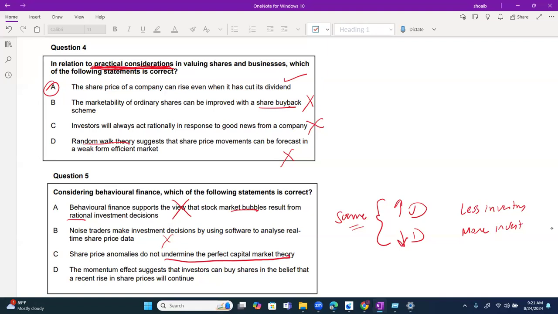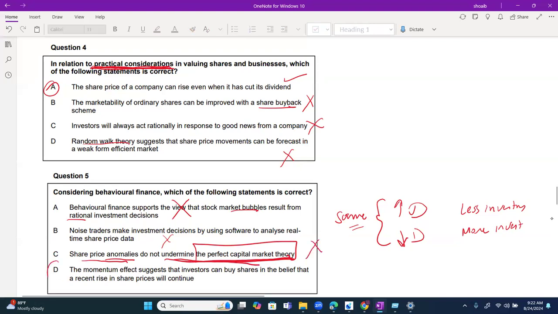Now your reaction should be, sir, seriously? This is happening? Sir, what is this? Now you will ask, sir, what is this? I will say anomaly. Anomaly is which is against the theory. Your next question would be, sir, does this really happen? Yes, it happened sometimes. So that's why I'm saying share price anomaly will undermine the perfect capital market theory. Perfect capital market theory says nothing like this happens. But there is some anomaly. Anomaly is different from the market. So share price anomaly undermines the perfect capital market theory.